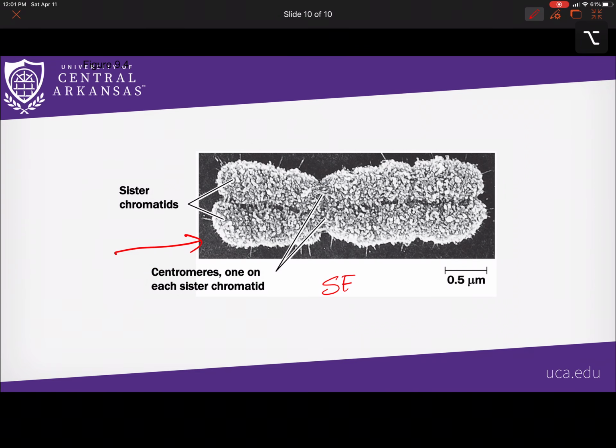This is a scanning electron microscope picture. We can really clearly see this whole thing is called a chromosome, and each one is called a chromatid. These two are the sister chromatids. In the center, where the DNA is tightly coiled and more closely condensed, is called the centromere. So we will talk about the cell cycle in the next video.